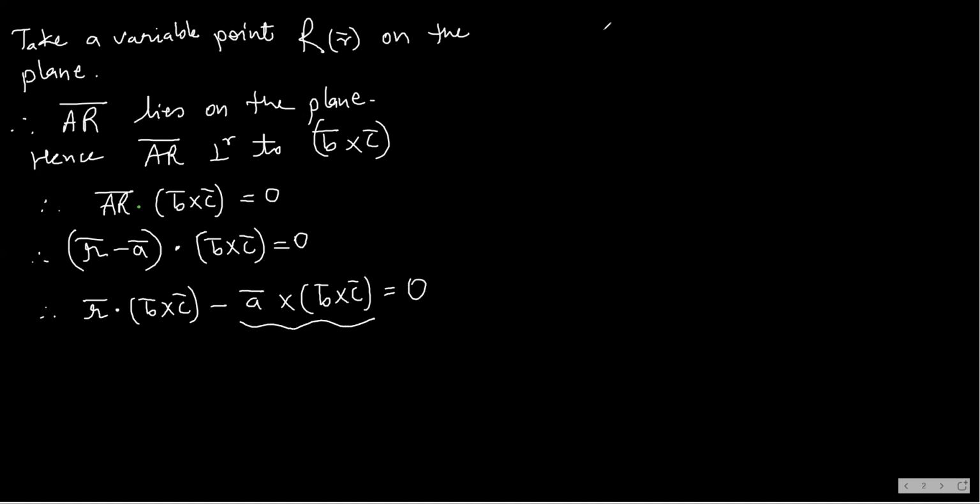Now this whole thing you shift it on RHS. So therefore R bar dot B bar cross C bar equals to A bar, I'm sorry, I made a mistake here. This is A bar dot B bar cross C bar.